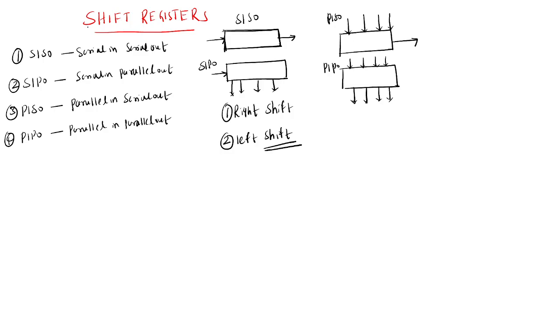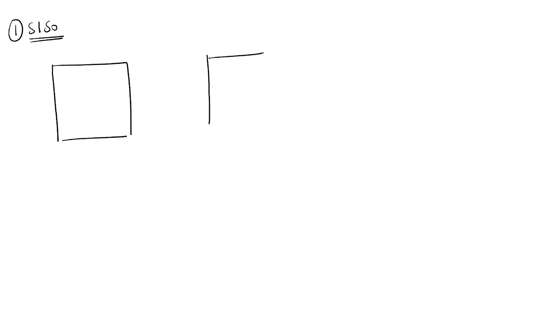Okay. Next, first we'll see the SISO. That is the first one. Serial in, serial out. So mostly we are using D flip flops. Which flip flops? We are using data flip flops, delay flip flops.